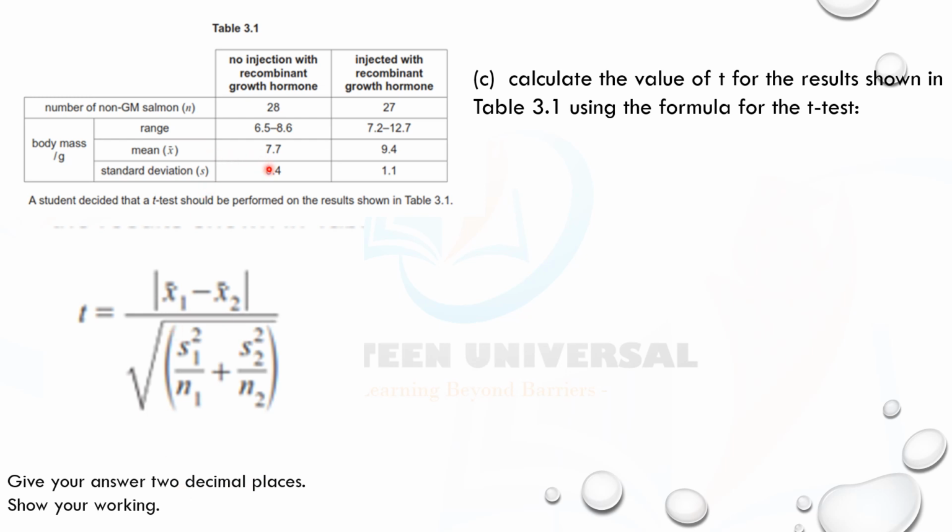This is the mean, the first mean. This is second mean here. First mean minus second mean. Okay, absolute sign. The standard deviation for the first one is this. Standard deviation for the second one is this. So divide them by the number. The number here is 28. Number here is 27. Okay, so work it out.